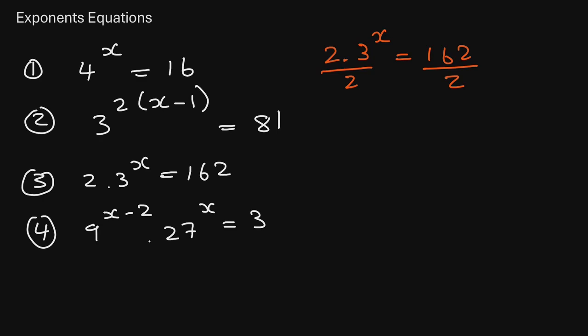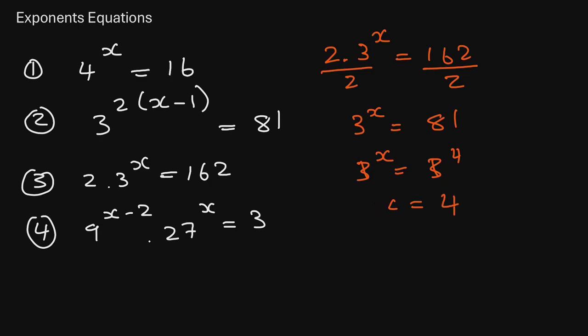So this will simplify to 3 to the power of x, and then 162 divided by 2 is going to give you 81. And then we know we can write 81 as a base of 3. We just use our calculator. We say 81 equals, and then shift fact, and that's going to give us 3 to the power of 4. Therefore, if you have the same bases, you equate the exponents. So x is just going to be equal to 4. So that is how you do it.